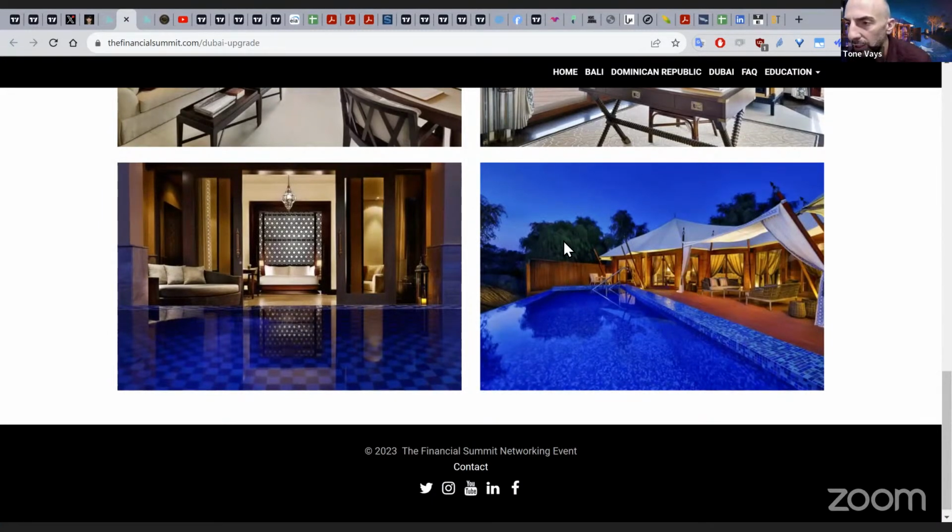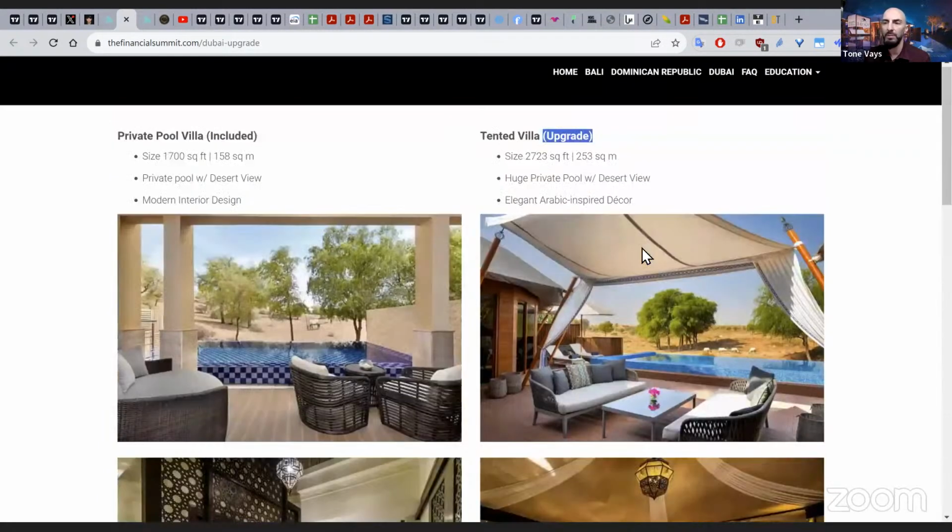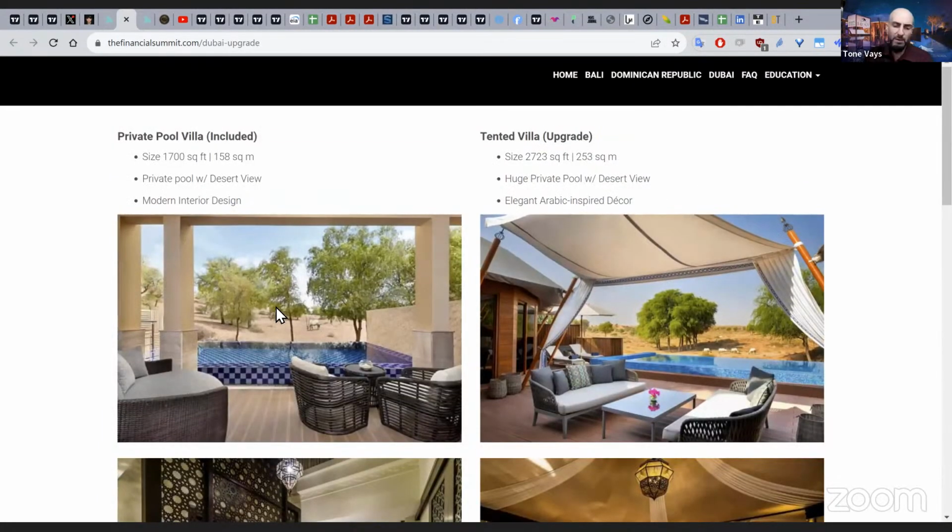This is a villa for 2 people. This is the upgraded villa, extra $500 a night. Even this basic villa is $1,000 a night, standard. This one is $1,500 a night. But we include this. This villa is included for 5 nights.